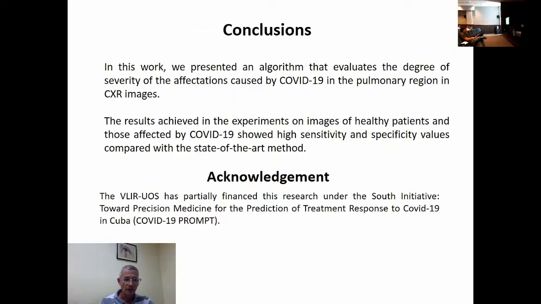As conclusion of this work, we present an algorithm that evaluates the degree of severity of the affectation caused by COVID-19 in the pulmonary region of CT images. The results achieved in the experiment on images of healthy patients and those affected by COVID-19 show high sensitivity and specificity values compared with the state of the art.